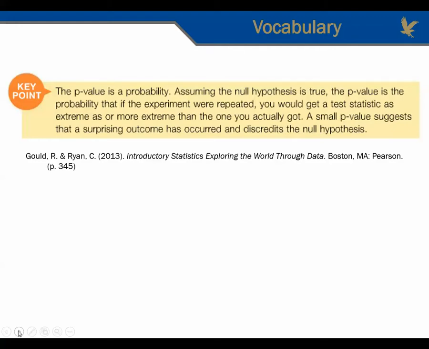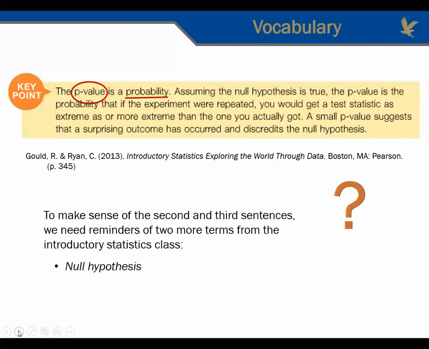This is the definition of p-value as found in the textbook. It starts out simple enough. The p-value is a probability. The rest of the definition is where it gets fuzzy. We need a couple more vocabulary reminders before we try to make sense of the p-value.